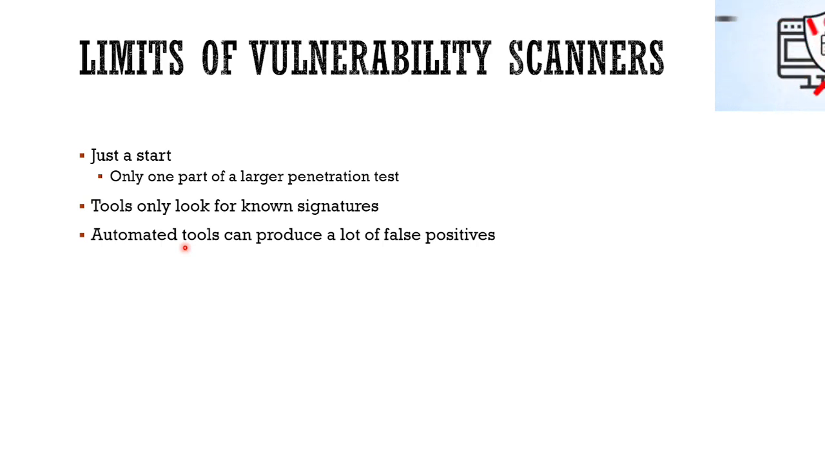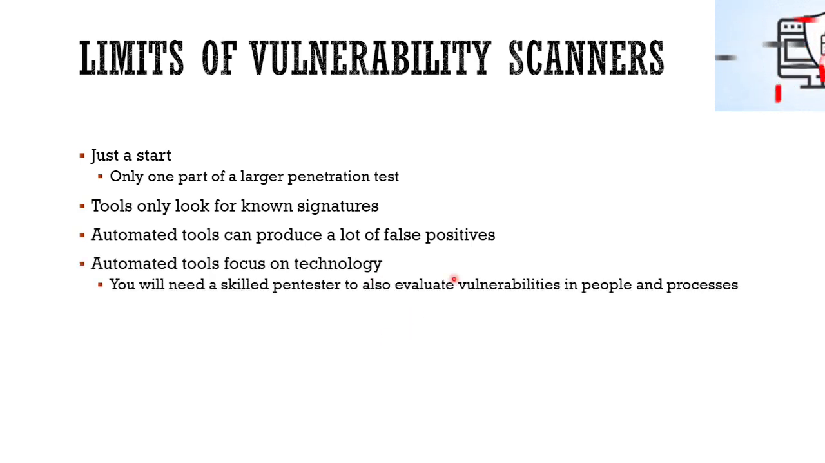Automated tools only focus on technology. They don't evaluate vulnerabilities in people and processes. You're going to need a skilled pen tester, social engineer to do that. Just because you have a list of vulnerabilities that show up in a scanner, you're going to need to run a real penetration test. This is where you, the ethical hacker, comes in, right? You're going to need to determine, can this truly be compromised?